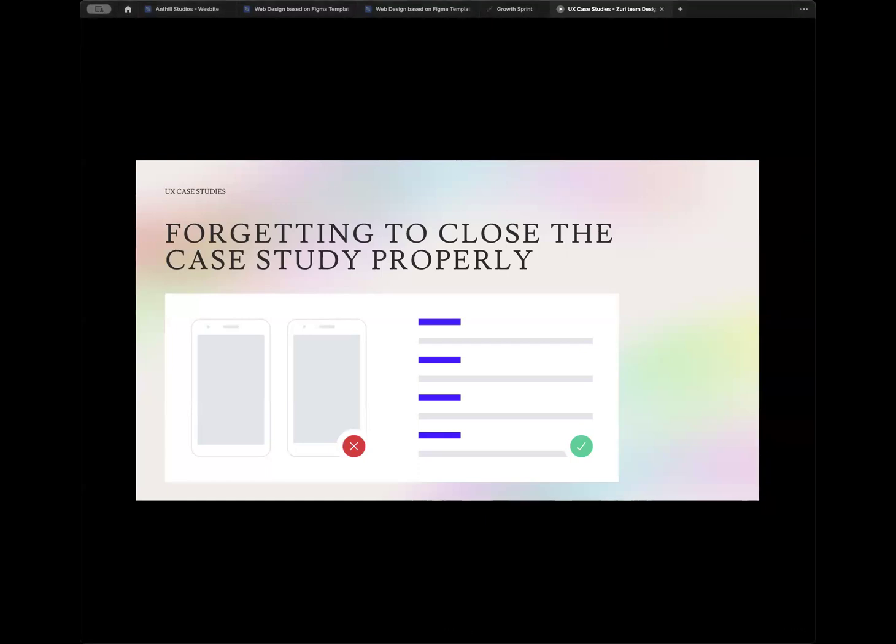All right, so please don't forget to close your case study properly. Follow the outline to the letter, and then once you've done that, you will be fine.